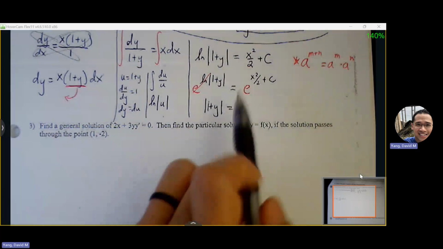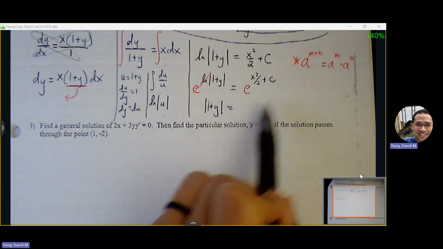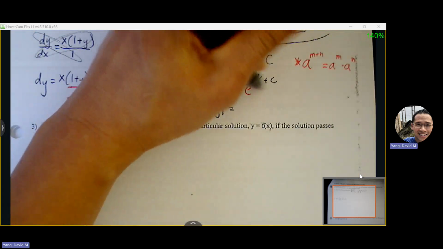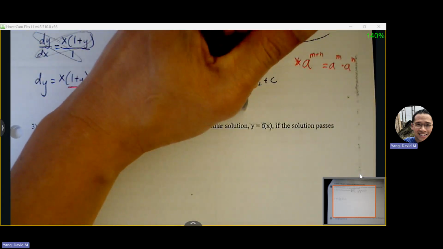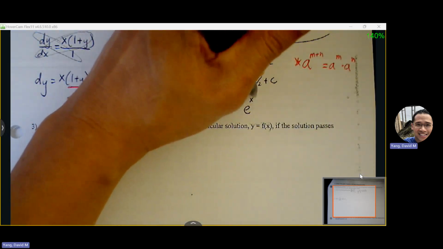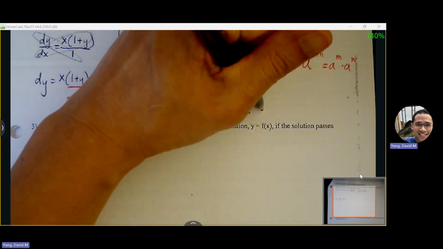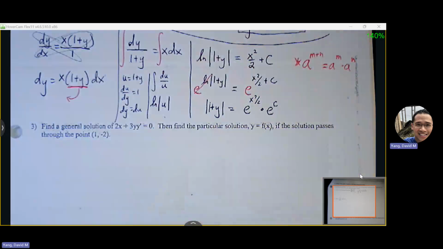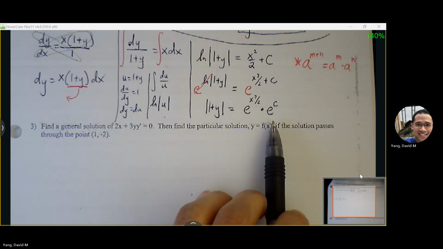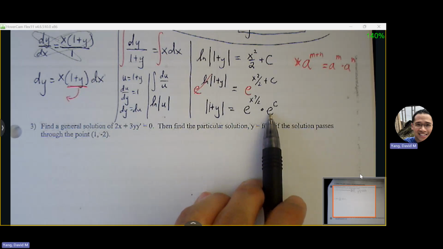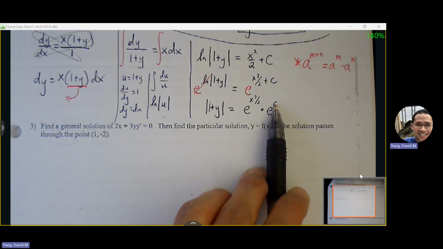I basically want to get that c away from my expression or have the c be its own thing. So I'm going to make this e to the x squared over 2 times e to the c. Now, e is a number. c is also a number. So if I have a number raised to a number, this whole thing can just be some constant.